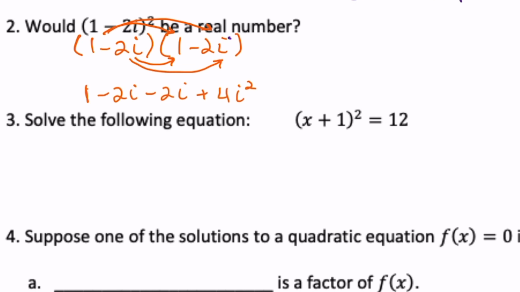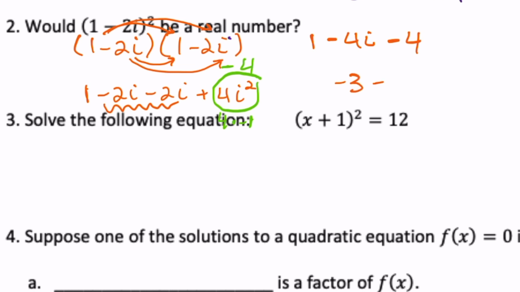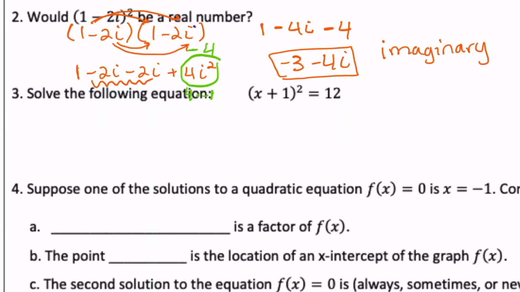Okay, pop quiz, 4i squared. What do we know about that? I know that i squared is just -1. So that's really 4 times -1. So 4i squared is going to just turn into -4. That leaves me with 1. I have -2i minus 2i, which is going to be -4i, minus 4. So I can combine the 1 and the -4 and get -3 minus 4i. So that is an imaginary number.